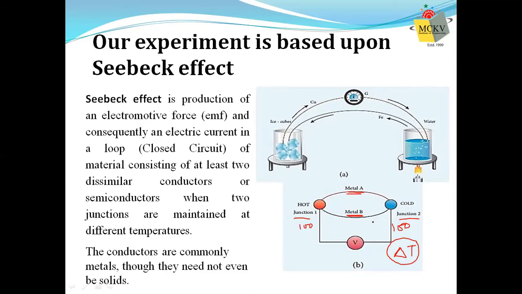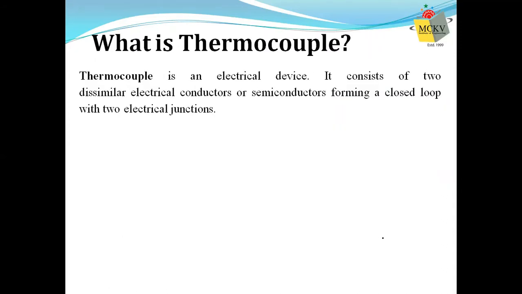I'll make you understand why these criteria must hold for the EMF to be generated. So this is what is shown. Now thermocouple is again an electrical device. It consists of two dissimilar electrical conductors forming a closed loop with two electrical junctions. So as I mentioned, you have to join the two metals at the two junctions and keep one junction at a higher temperature than the other junction.